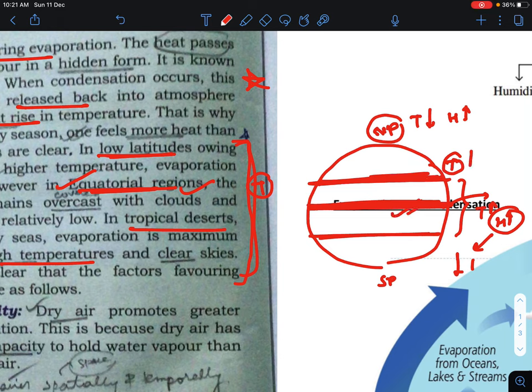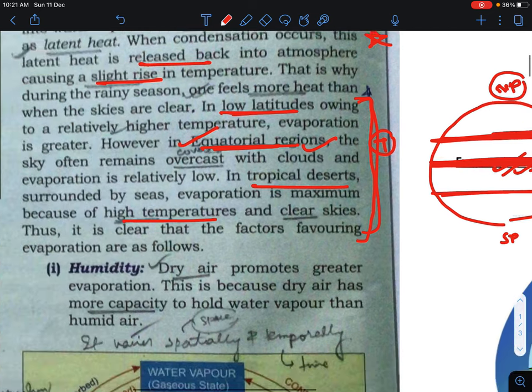So if the temperature is high as compared to the equatorial region, what is going to happen? Will humidity be high or low? Humidity will be low. Or you can say that the relative humidity will be low. Okay, we will study one by one.